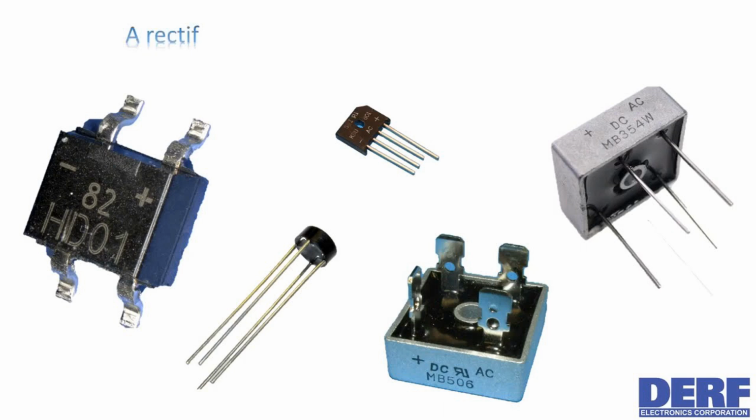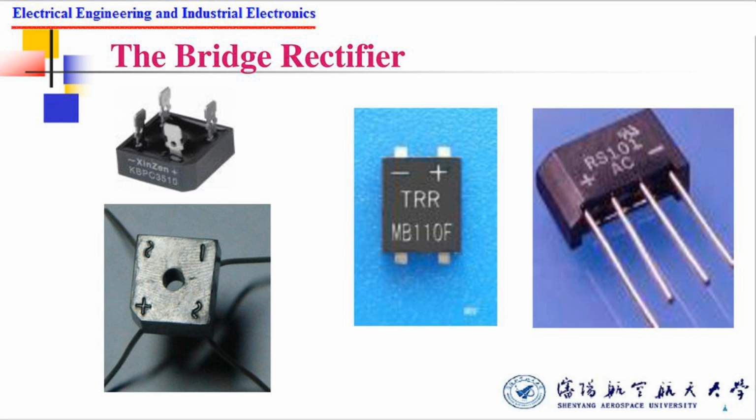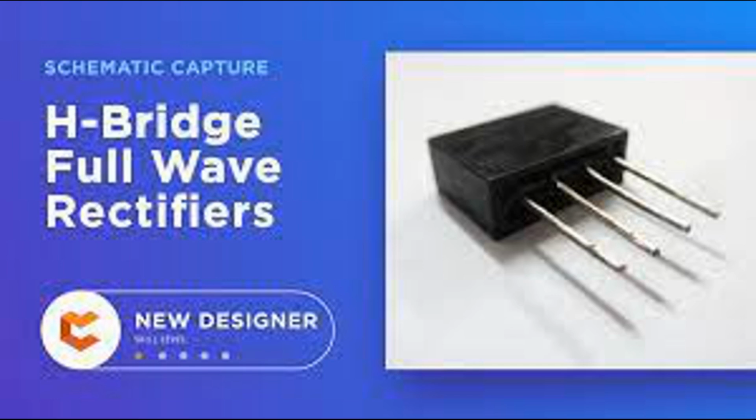This integration of multiple diodes into a single component saves space on the circuit board compared to using individual diodes for rectification. Small footprint. Bridge rectifiers are available in various package sizes, including surface mount and through-hole configurations, allowing designers to choose the most suitable option for their space requirements. Surface mount bridge rectifiers, in particular, have a small footprint and can be directly soldered onto the surface of the circuit board, saving valuable board space.